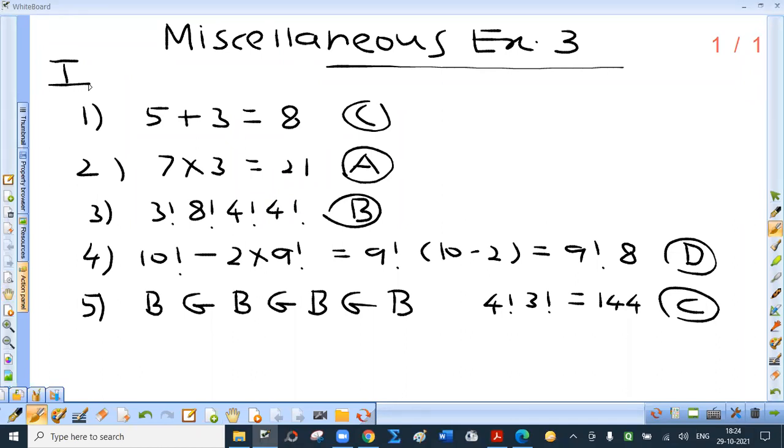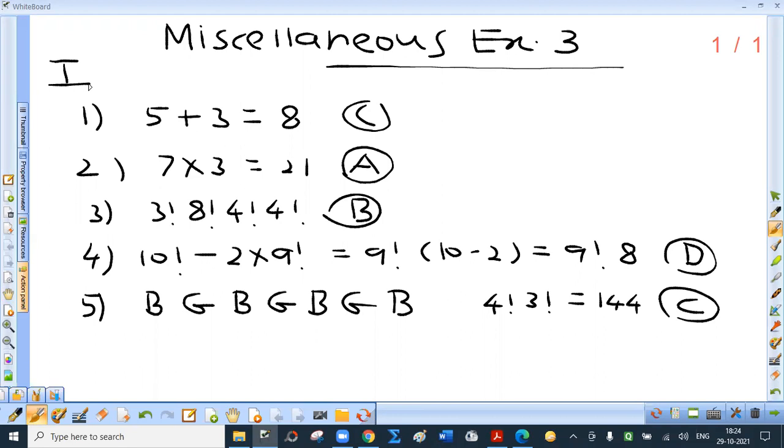Let me explain. Second, a college has 7 courses in the morning and 3 in the evening. The possible number of choices if he or she wants to study one course in the morning and one in the evening. So product 7 into 3, 21. Correct option is A, Ahmedabad.